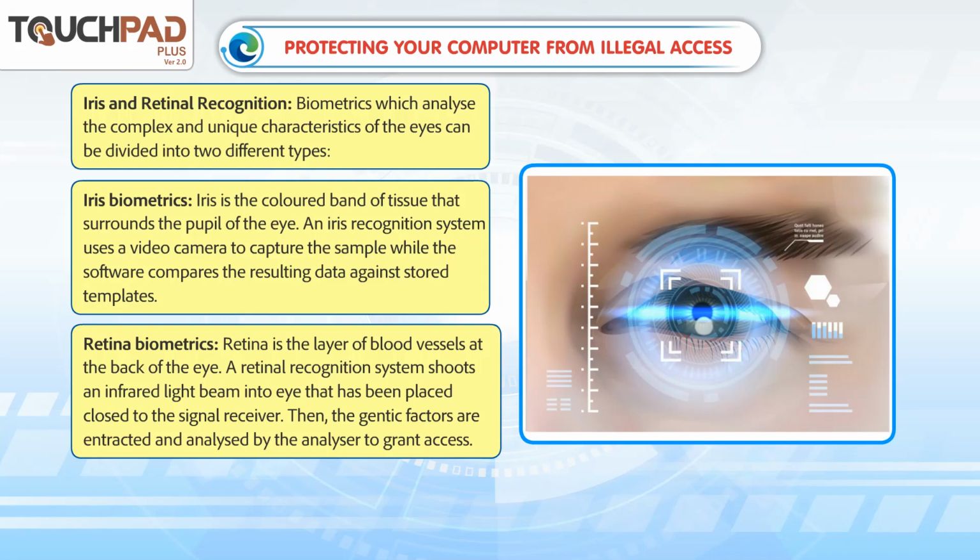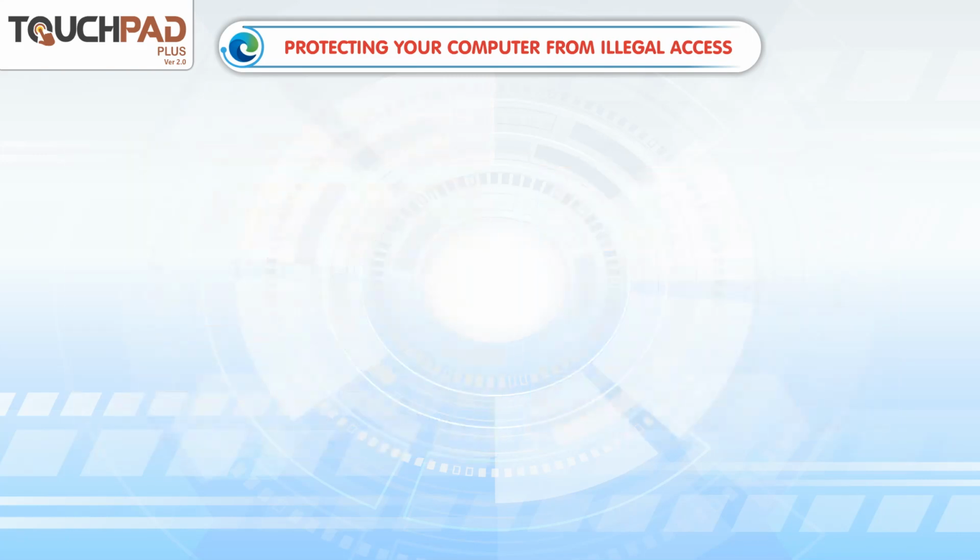Retina biometrics. Retina is the layer of blood vessels at the back of the eye. A retinal recognition system shoots an infrared light beam into the eye that has been placed close to the signal receiver. Then the genetic factors are extracted and analyzed by the analyzer to grant access.